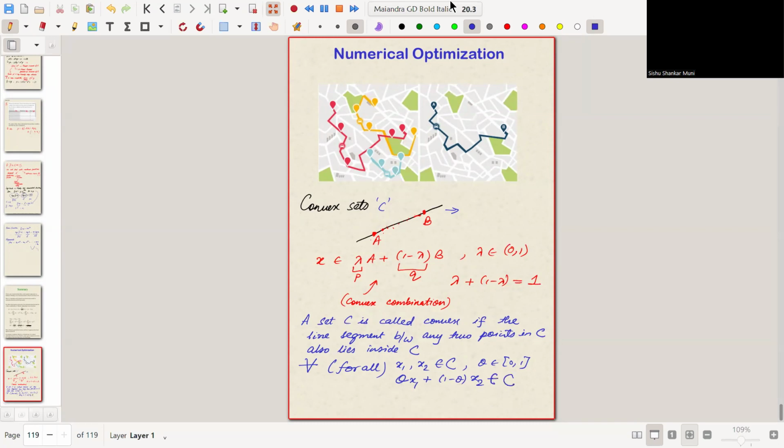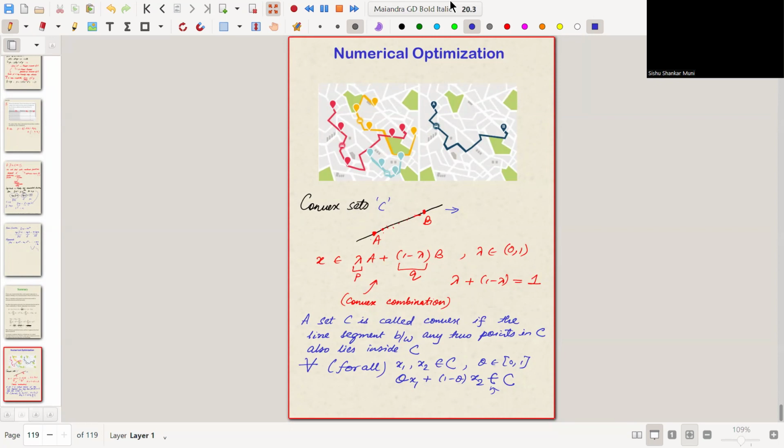So this is the symbol for belongs to. Still not understood it? Same definition I had applied. Instead of lambda, I have taken theta. So you can take anything you like. So what it is saying, any points. This A and B are not any special points. Any point A and B you take on the straight line, for any point A and B, the convex combination points should lie in between A and B. Then only it is a convex set.